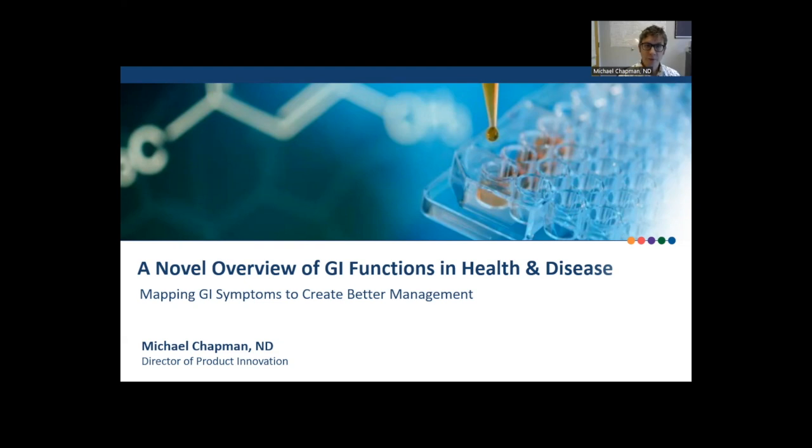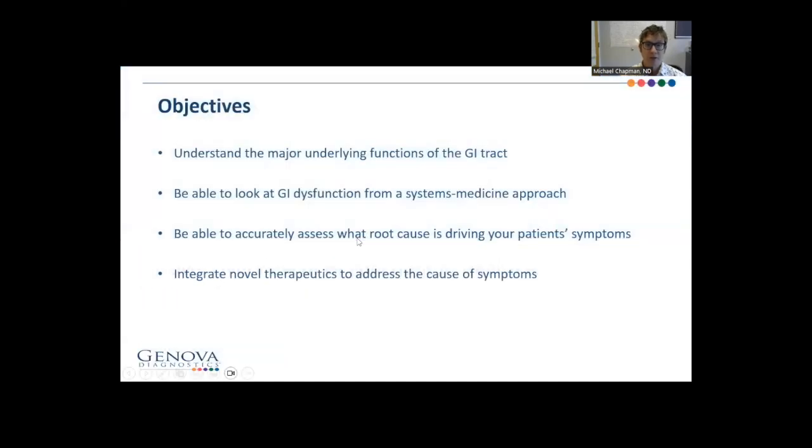So with that introduction away, let's get started on talking about GI functions and health and disease, and really how to think about where to begin. For this presentation, I just wanted to help you understand the overlying and underlying functions of the GI tract, to be able to look at GI dysfunction from more of a systems medicine approach.